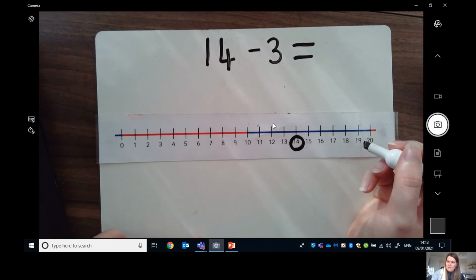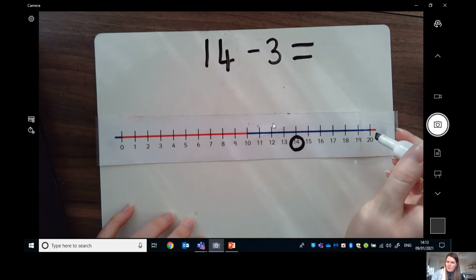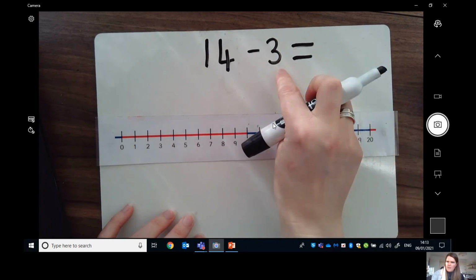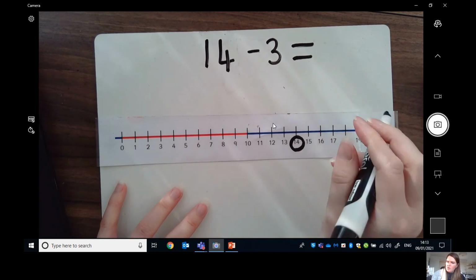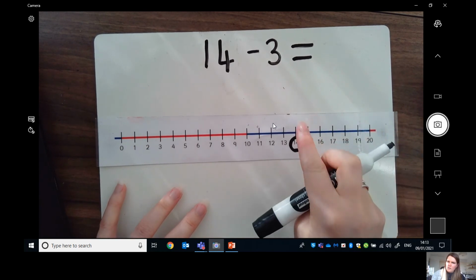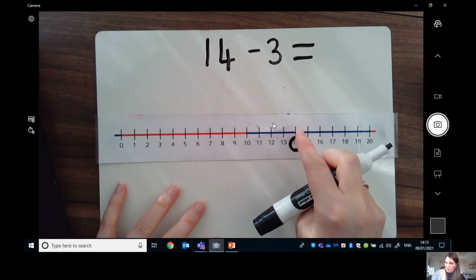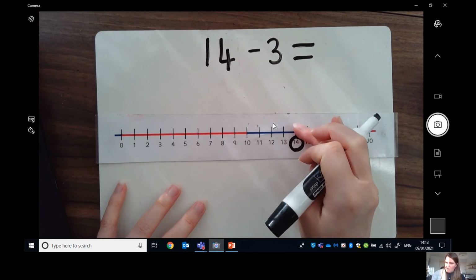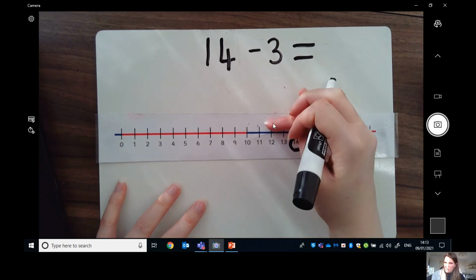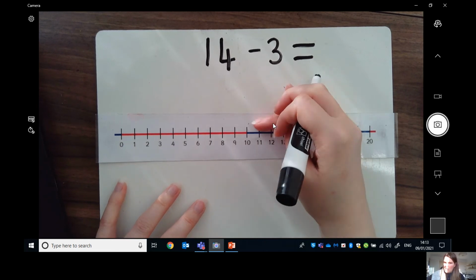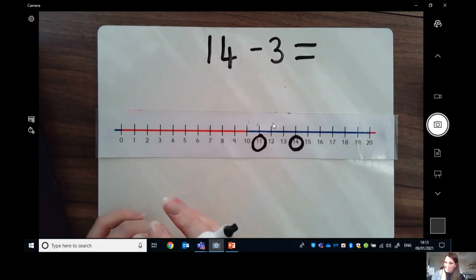The next thing I need to do is minus my sum. Okay, how many am I taking away? I'm taking away 3, which means I make 3 jumps. Again, I'm not going to write these jumps down. You can write them down if you want to, but I'm just going to choose to use my finger this time. So I'm going to make my 3 jumps. 1, 2, 3. I've landed on the number 11. Let me show you that again.